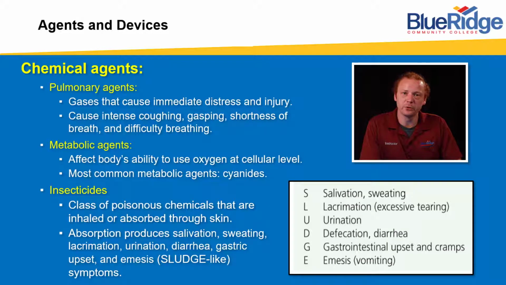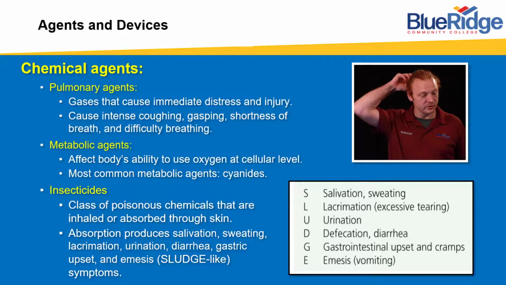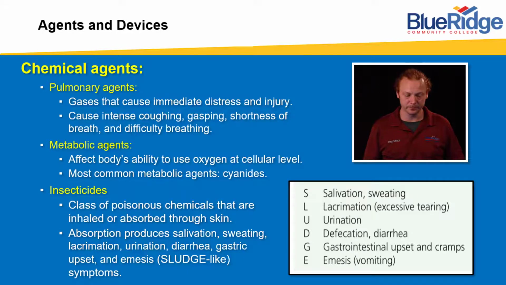Industrial process chemicals can be used to intentionally inflict harm on people. Many of the chemical agents that could be used by terrorists are the same chemicals that create hazmat incidences when accidentally released. Pulmonary agents are gases that cause immediate distress and injury to the pulmonary system. Their primary route of entry into the body is through the airway and into the lungs. Once these chemicals are inhaled, they damage the lung tissue, which leads to pulmonary edema and swelling.